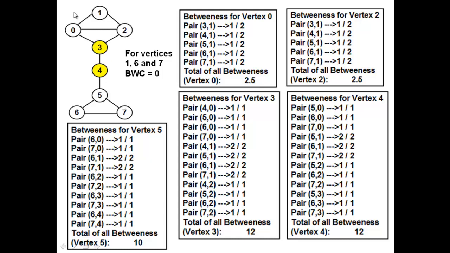So if you look at it, for example, vertex 1: 0, 2; 0, 3; or 0, 4, all these pairs will not go through vertex 1. So the betweenness centrality of vertex 1 is 0. Similarly, for 6 and 7, none of the pairs of vertices will need to go through 6 or 7. So in this case, the betweenness centrality for 4 as well as for 3 comes out to be 12. Okay, so that's the largest betweenness centrality.